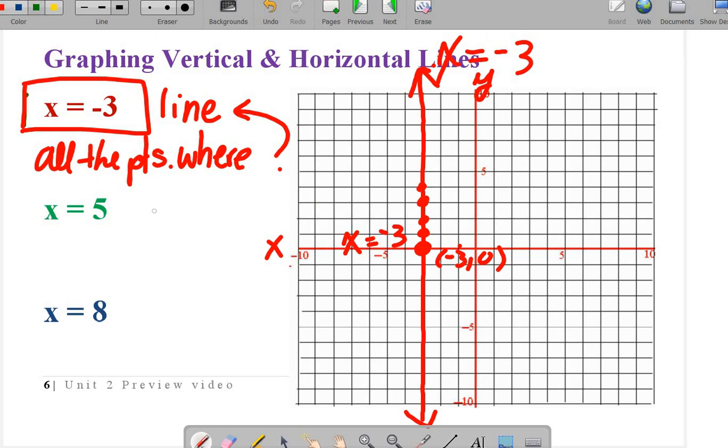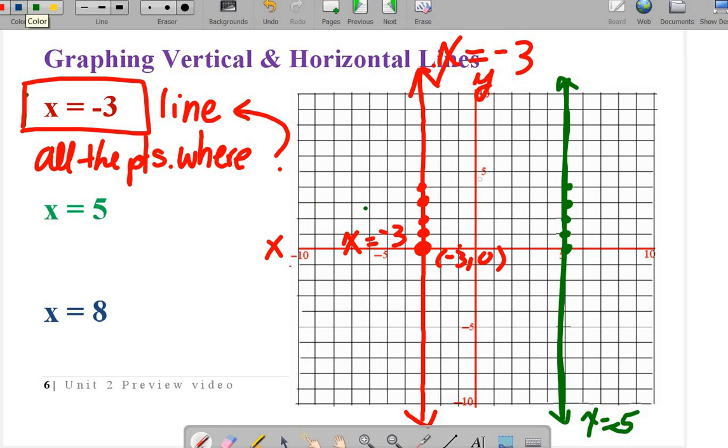X equals 5 is all the points where x is 5. So you go to 5. That's 5, 0. 5, 1, 5, 2, 5, 3, 5, 4. And again, it's a vertical line. That's x equals 5.